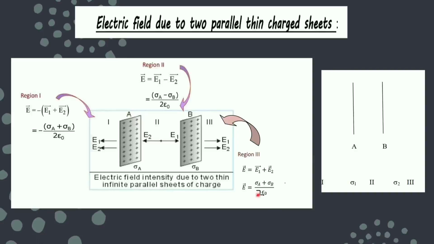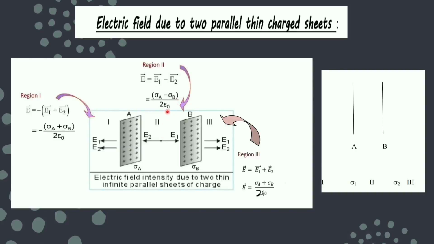Now if I go to the second region, you see E1 is coming along the right direction and E2 is coming along the left direction. So both are in opposite directions, so here it will be E1 minus E2. By convention we are taking the positive sign for the greater one, but if some numerical is there, then depending upon the values of sigma A and sigma B, you will get the results.